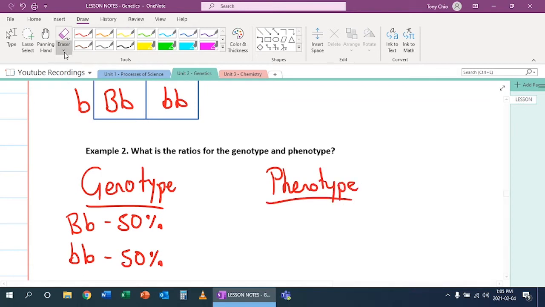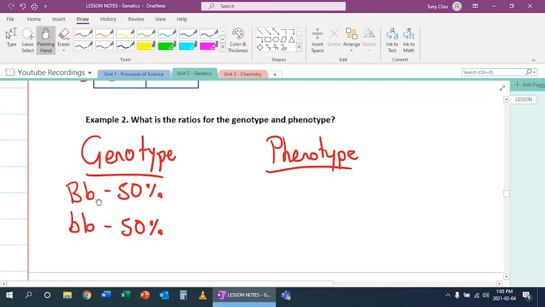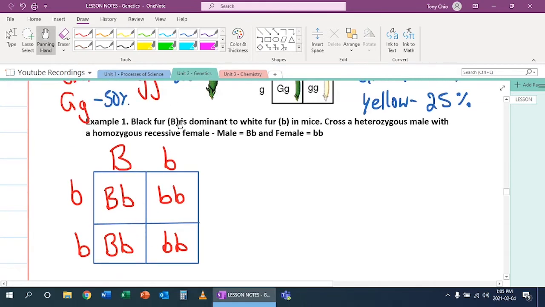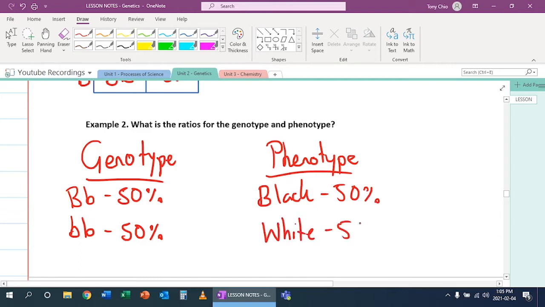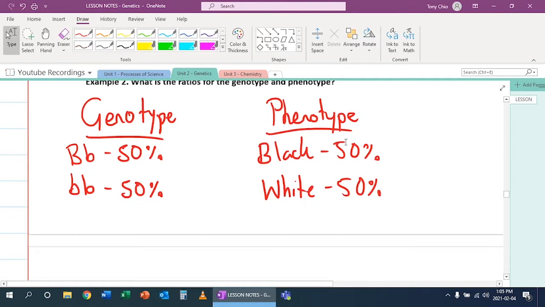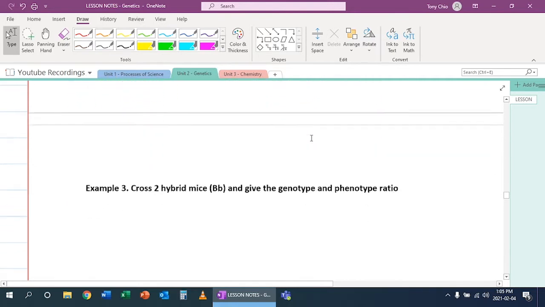Now, when we look at phenotype, though, what will we get? Well, what will capital B, lowercase b give you? Because capital B is dominant, that means this heterozygous will show dominant. So black fur will be 50%. Then what's the other one? Two lowercase b's. That will be white fur, and that will be 50%. So that is my 2 ratios, my genotype and phenotype. Let's look at our next example.